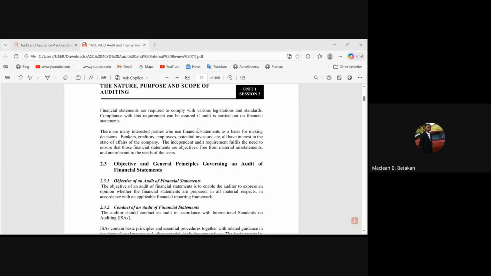Let me point. Doris. Yes, answer the question. Sir, the question again. Why is auditing necessary? What is the importance of auditing? To reveal the true and fair view of the financial statements of a company.